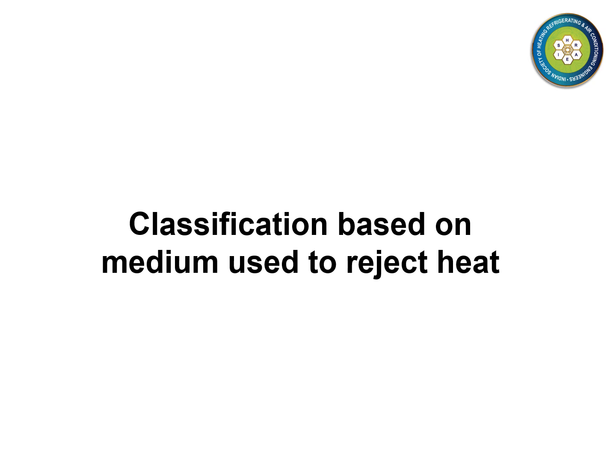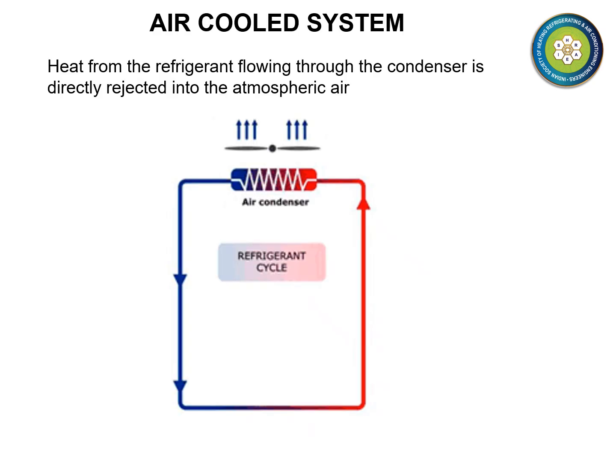We begin this lecture by classifying air conditioning systems based on the medium used to reject heat in the condenser. In an air-cooled system, the heat of the refrigerant flowing through the condenser is directly rejected into the atmospheric air, as shown on the present slide.